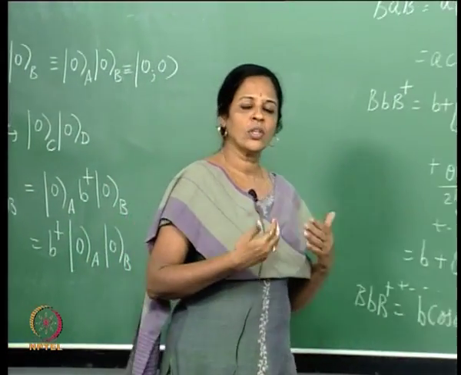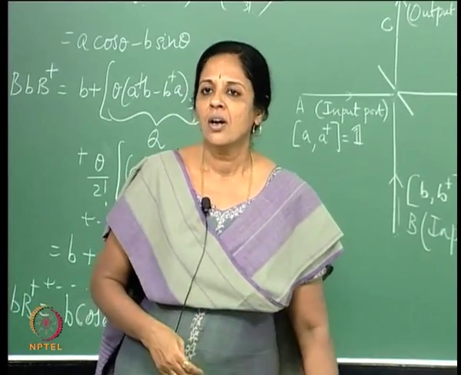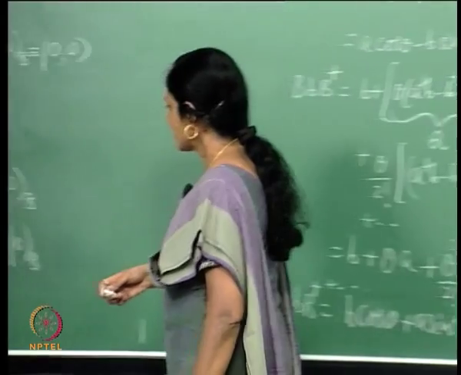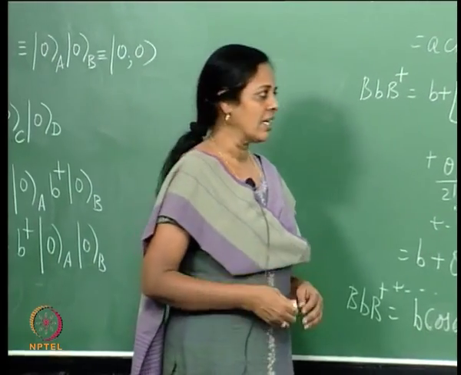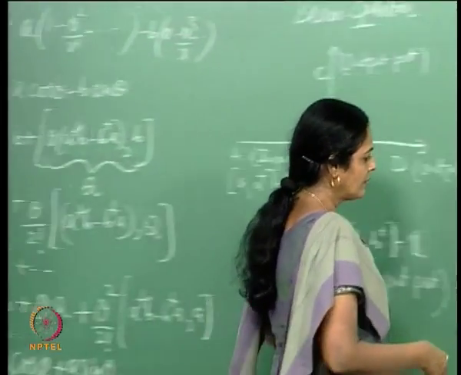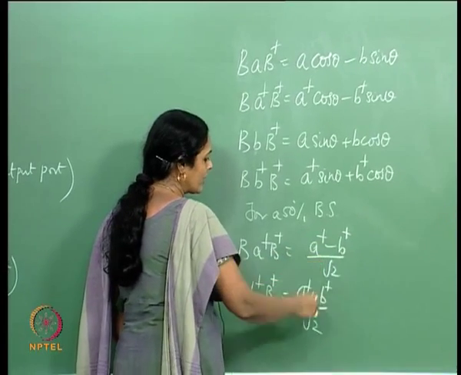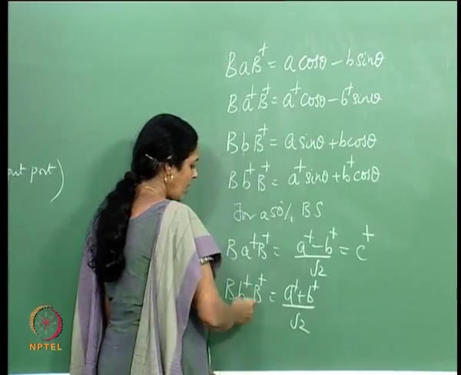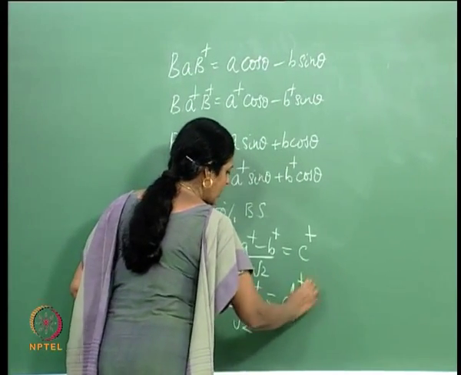Now, I can look at this situation from the framework of the output ports C and D, in which case I need to write B dagger in terms of C dagger and D dagger. And what are C dagger and D dagger? B A dagger B dagger is A dagger minus B dagger by root 2. I am going to call that C dagger. And B B dagger B dagger is A dagger plus B dagger by root 2, and I call that D dagger.